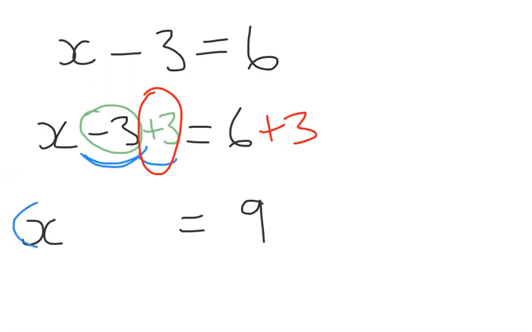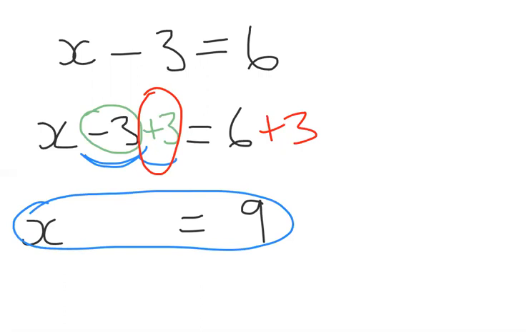X equals 9. Is that the answer? Let's test it again and put this 9 here on top. 9 minus 3 equals 6. And that looks correct. Then we know that is right. So let's do y plus 4 equals 11. So now you know, let's just write it again.